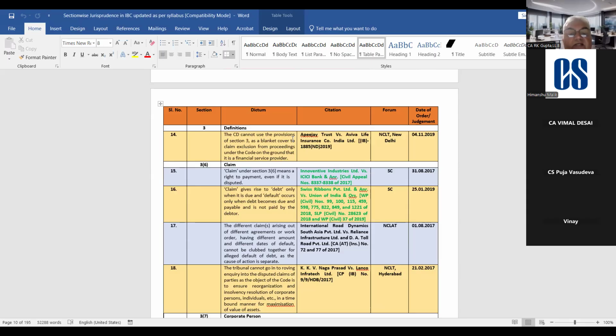ठीक है. The different claims arising out of different agreements or work orders having different amounts and different dates of default cannot be clubbed together for alleged default of debt as the cause of action is separate. ये केस क्या था? वो ये कहता है कि suppose a company has awarded say 5 contracts. ठीक है. अब आप उनको you cannot club them together. क्योंकि अमाउंट डिफरेंट है और डिफरेंट डेट्स ऑफ डिफॉल्ट है. सो यू कैननॉट क्लब टुगेदर फॉर एलेज्ड डिफॉल्ट ऑफ डेट एज द कॉज ऑफ एक्शन इज सेपरेट. एक कंपनी ने 5 प्रोजेक्ट्स दे रखे हैं, कोई दिल्ली में, बंबई में, गोवा में, इस तरह से, ठीक है. तो हर एक जो कॉन्ट्रैक्ट है वो सेपरेट कॉज ऑफ एक्शन है, आप उनको क्लब नहीं कर सकते फॉर द पर्पज ऑफ इनिशिएटिंग दिस प्रोसेस, मतलब ये है.